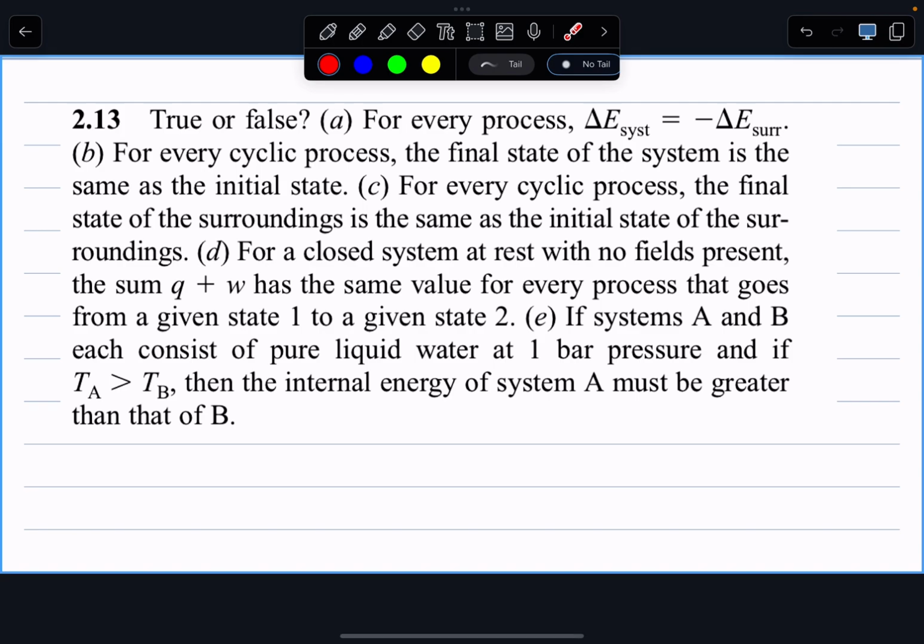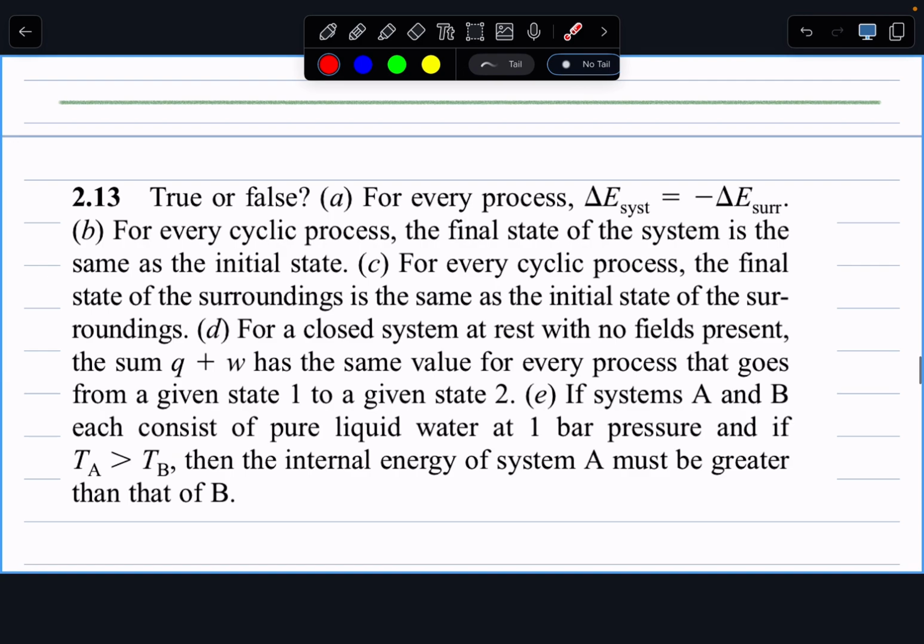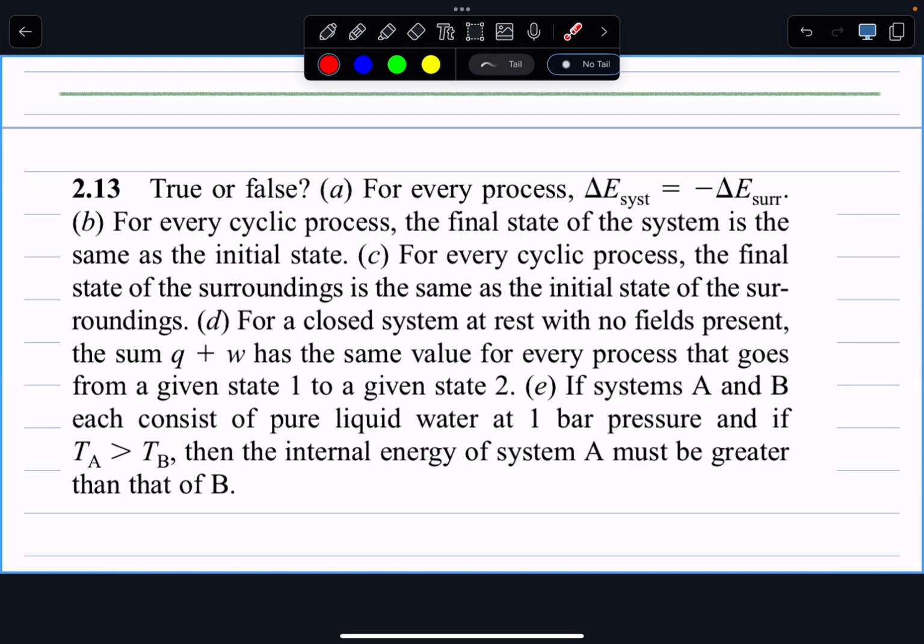So in this question, it says for every process, the change of the system will always equal the negative change of the total energy of the surrounding. I'll pause and take polls from everyone, and then we'll go over every question here. Raise your hand if you think it is true. Raise your hand if you think it is false. Can't decide? You can't write can't decide in your exam, right? But this one is a true statement.